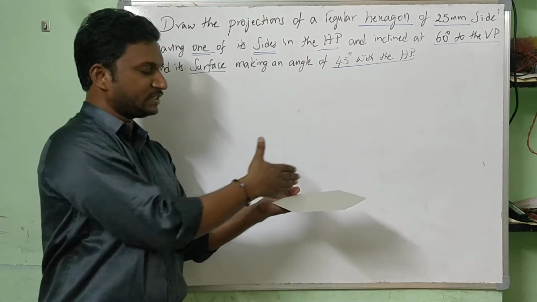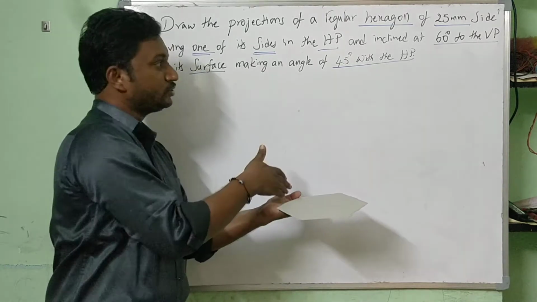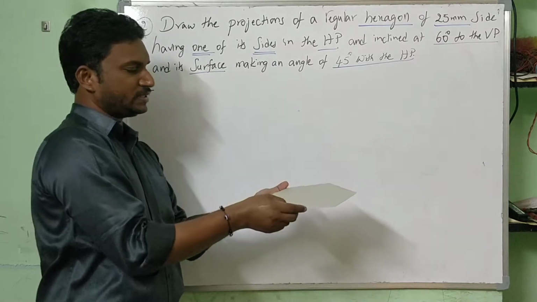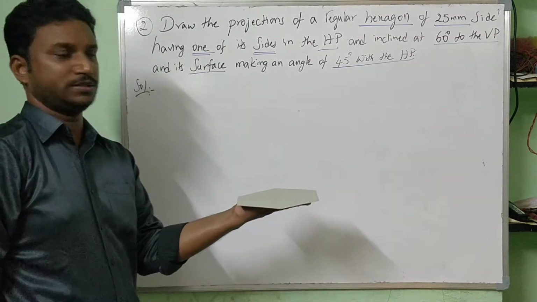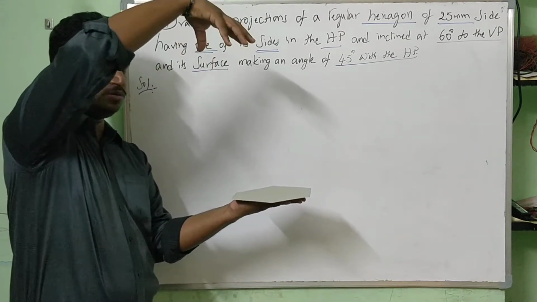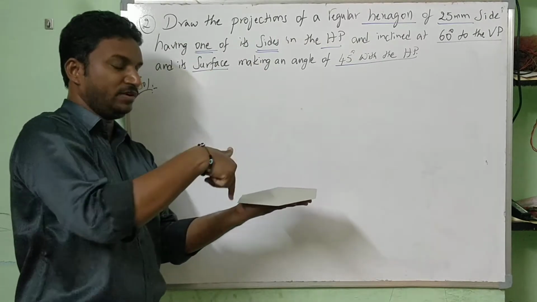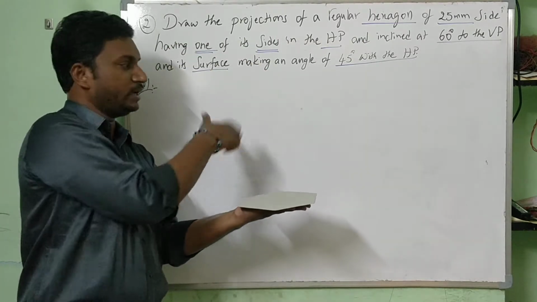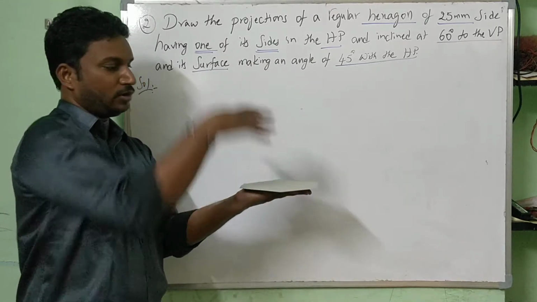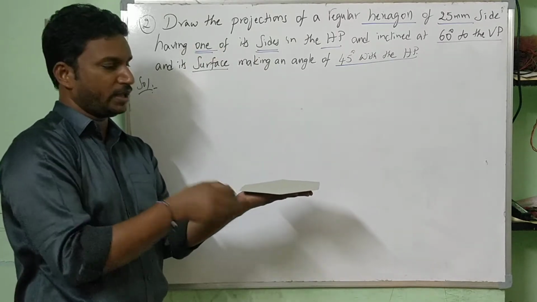But at the same time, the side which is on the HP should be making an angle of 60 degrees to the VP. Now I am removing that 60 degrees, I am making it vertical, 90 degrees. Now think here, step by step procedure. In this view, I can draw the top view. In the top view, I can draw the true shape of the hexagon having one side on the HP. One side on the HP means, in the top view the true shape of the hexagon, and the front view is a line on XY. This side is on HP.